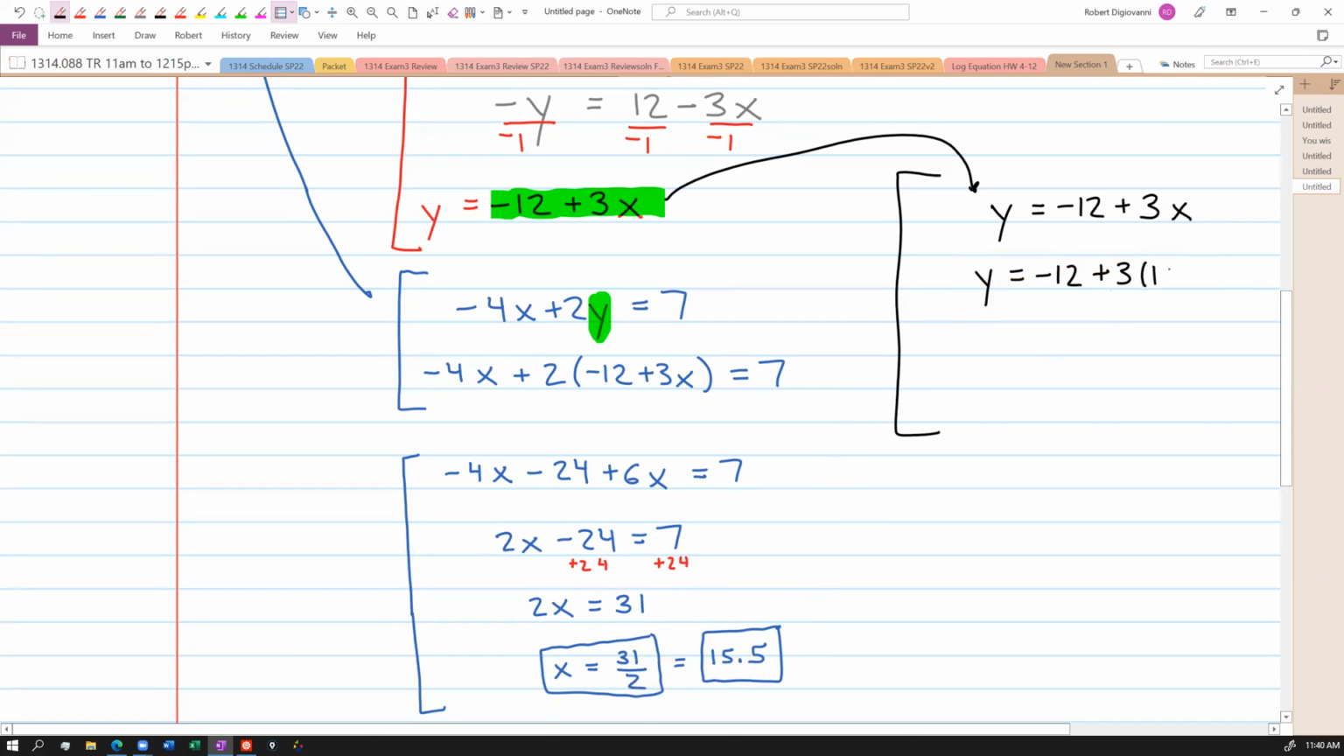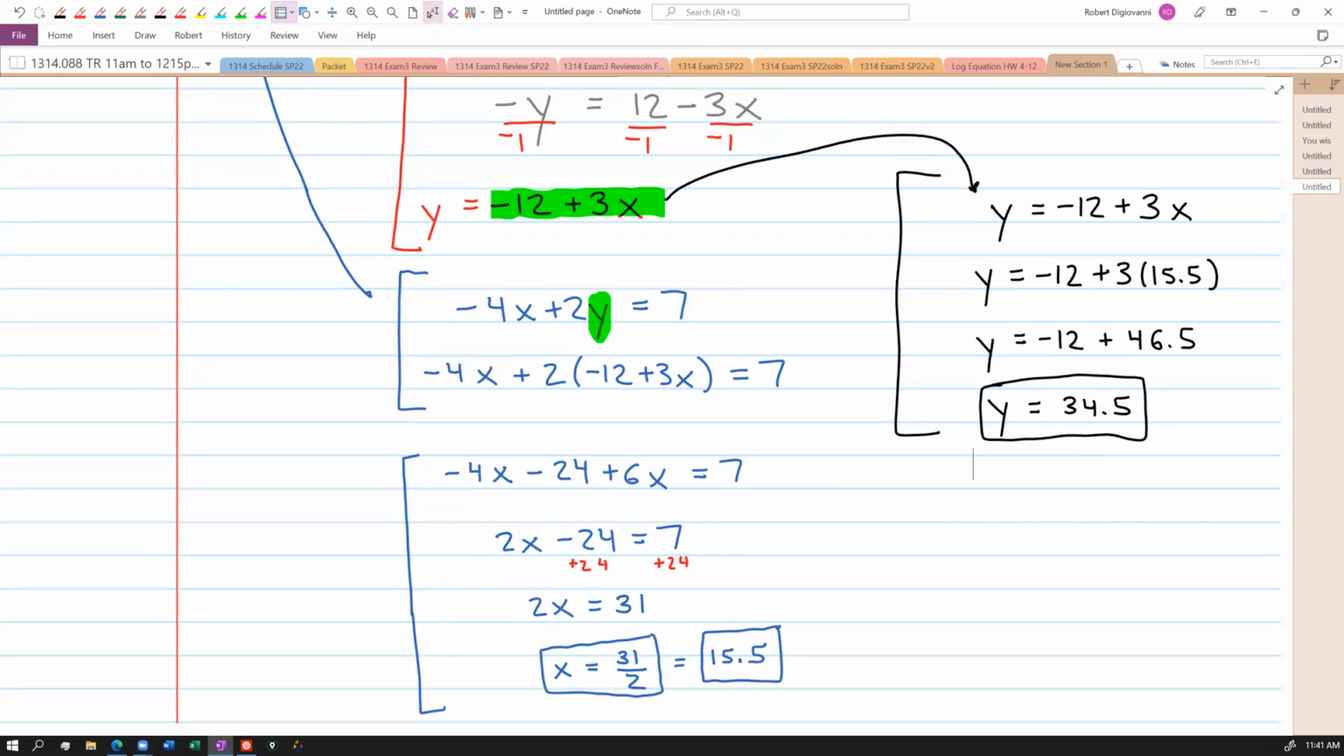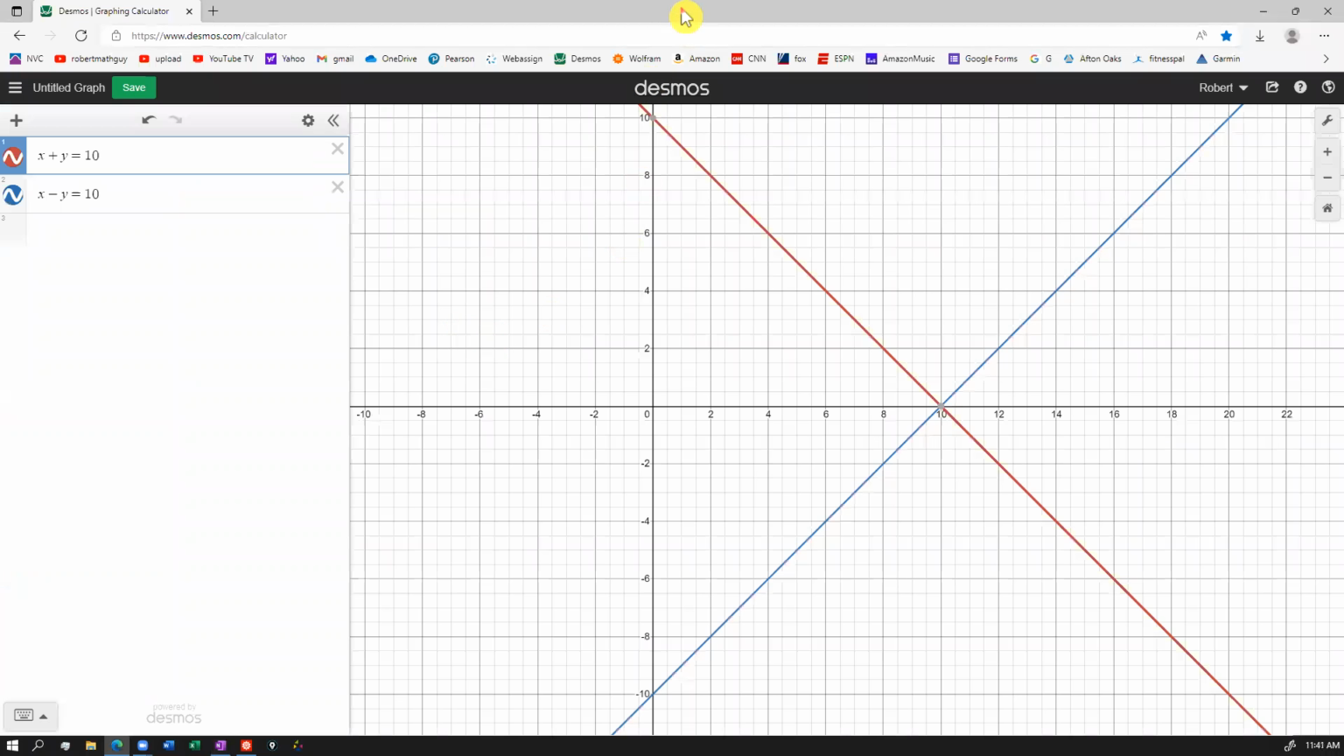So 3 times 15.5. We're going to get a decimal here. Negative 12 plus, what is that, 46 and a half? And then y equals, take 12 away from that, 34 and a half. What do y'all think? Do you have any questions on that?